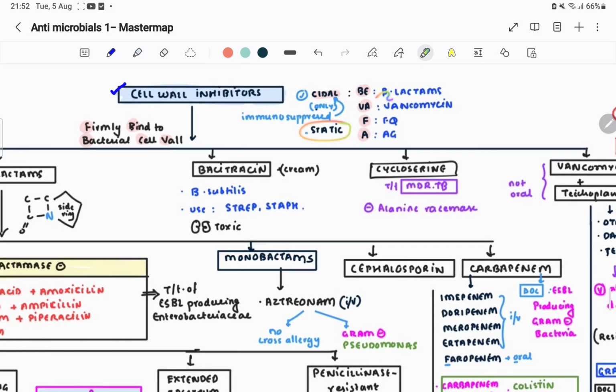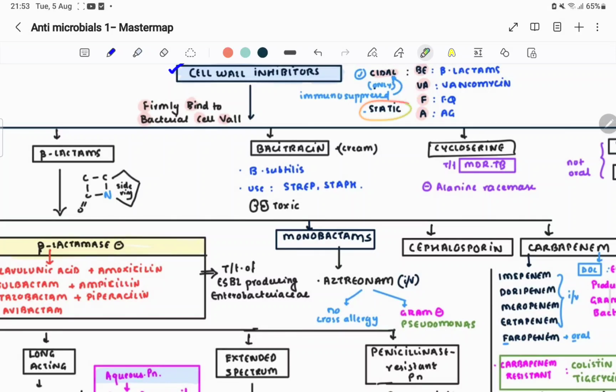All are static except BEVAFA. This is BE, that is beta lactams. VA is vancomycin. F is fluoroquinolones. A is aminoglycosides, right? Beta lactams, vancomycin, fluoroquinolones and aminoglycosides are bactericidal. Okay, and the rest are all bacteriostatic.